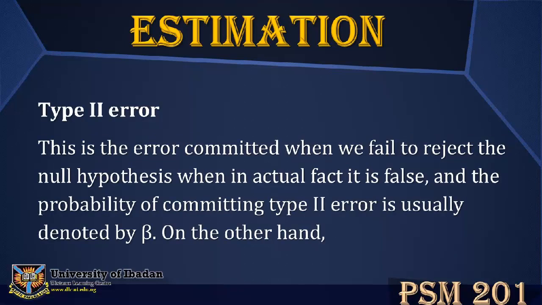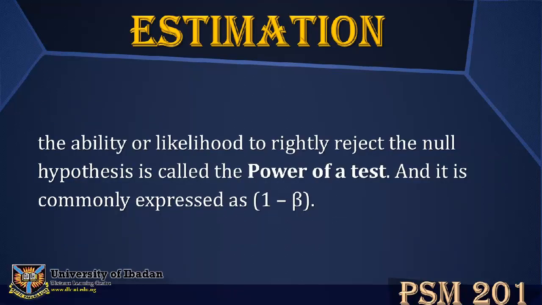Type 2 error. This is the error committed when we fail to reject the null hypothesis, when in actual fact it is false, and the probability of committing type 2 error is usually denoted by beta. On the other hand, the ability or likelihood to rightly reject the null hypothesis is called the power of a test, and it is commonly expressed as 1 minus beta.